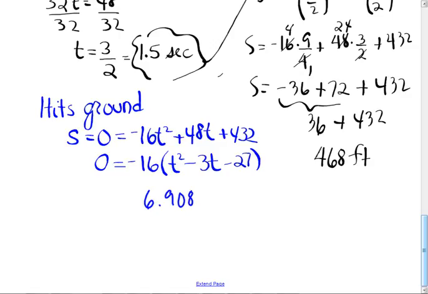6.908. You may truncate. You do not have to round. And then we also have negative 3.908. That's right. It's program, quad, and then just enter A, B, and C. And this one, it can't be negative. So there's your time. T equals 6.908 if you run all of them.